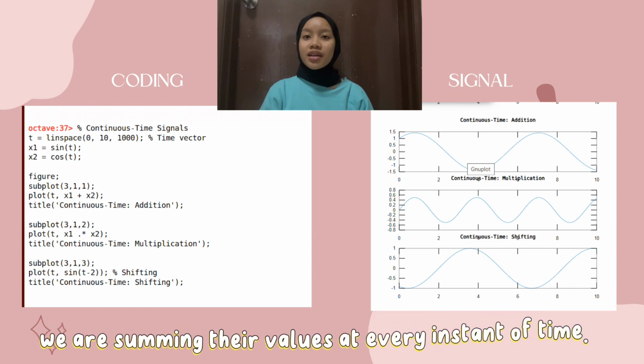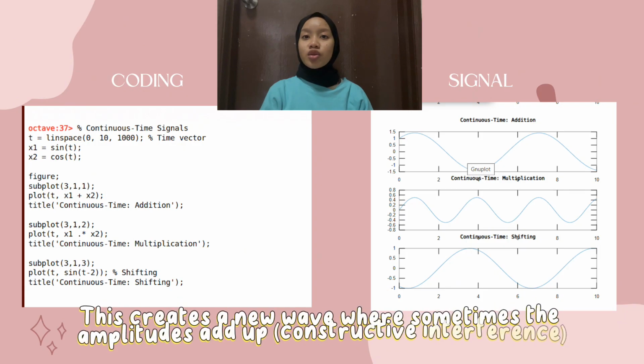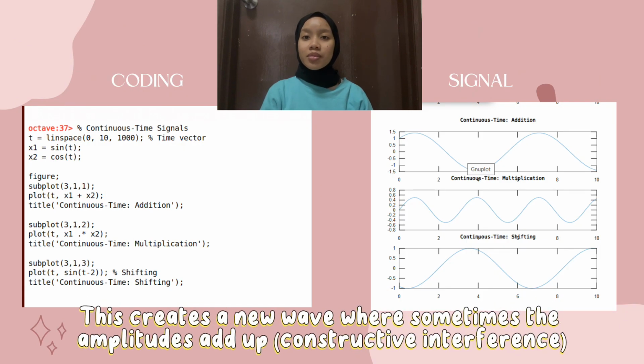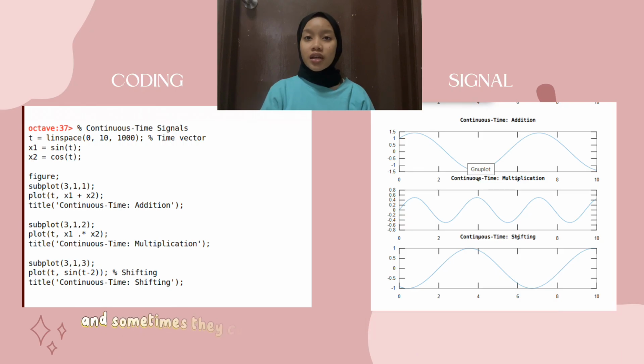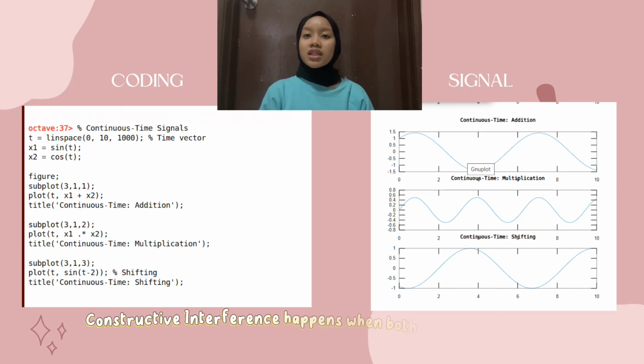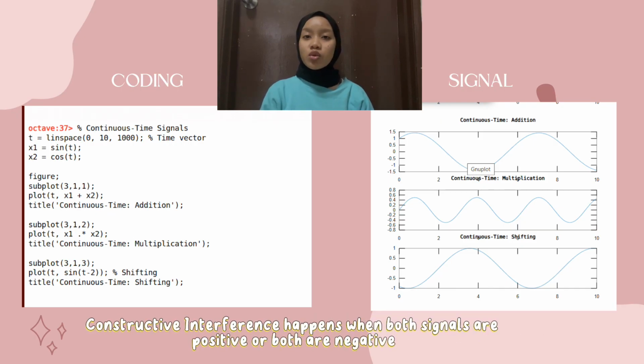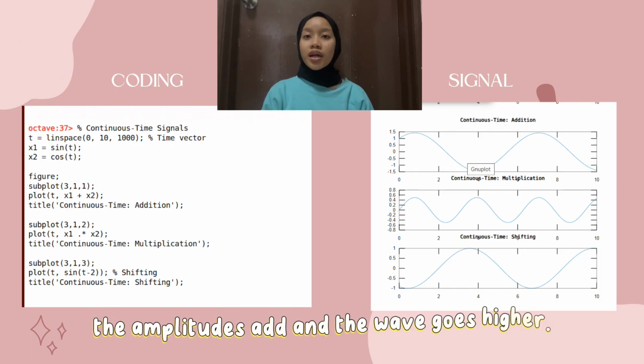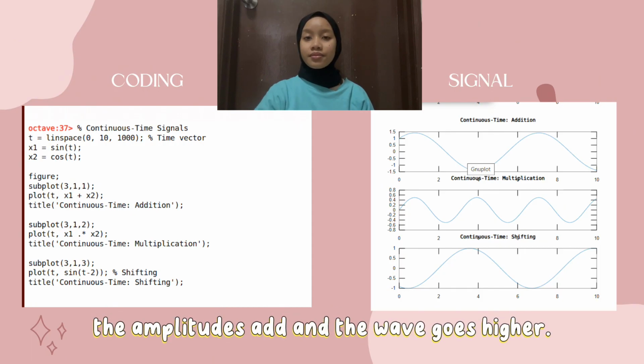We are summing their values at every instant of time. This creates a new wave where sometimes the amplitudes add up, constructive interference, and sometimes they cancel each other, destructive interference. Constructive interference happens when both signals are positive or both are negative. The amplitudes add and the wave goes high.